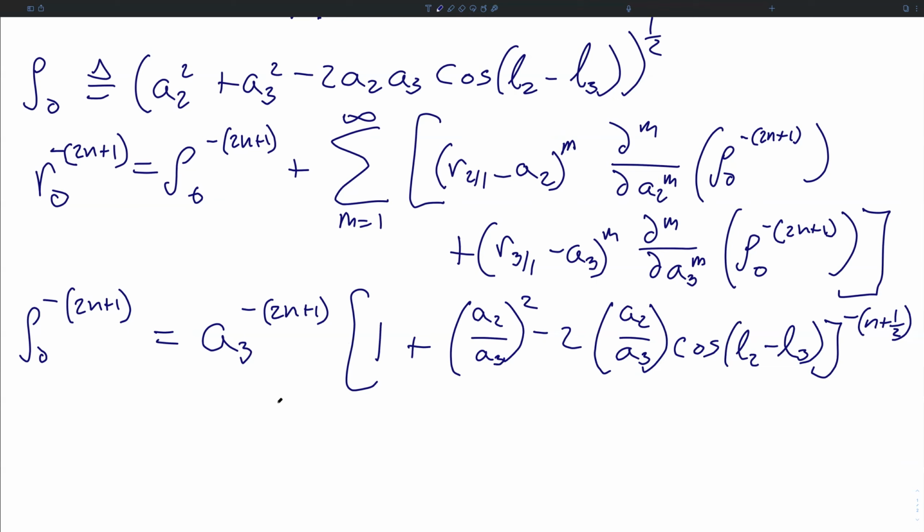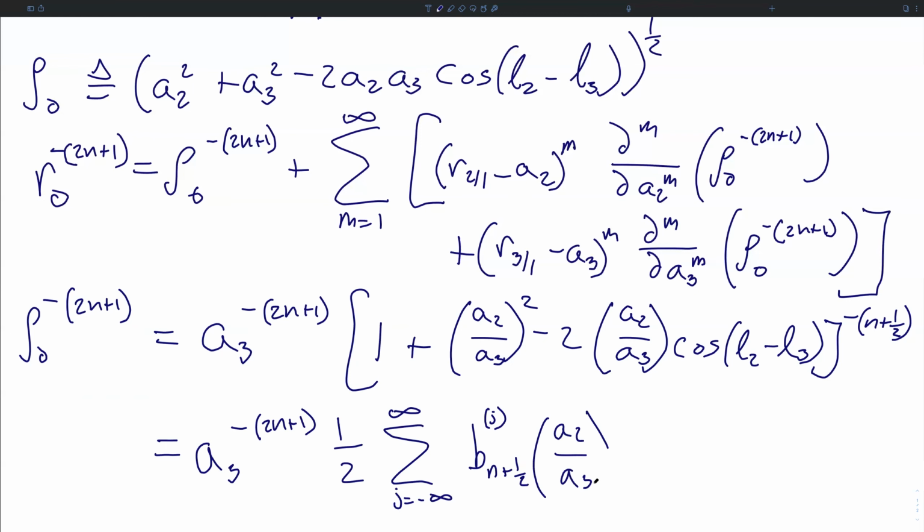We can rewrite this expression as rho naught to the negative 2n plus 1 is equal to a3 to the negative 2n plus 1 times 1/2 times the infinite summation from j equals negative infinity to infinity of the jth b sub n plus 1/2 Laplace coefficient with argument a2 over a3 times the cosine of j times the difference in the true longitudes of the two orbits.